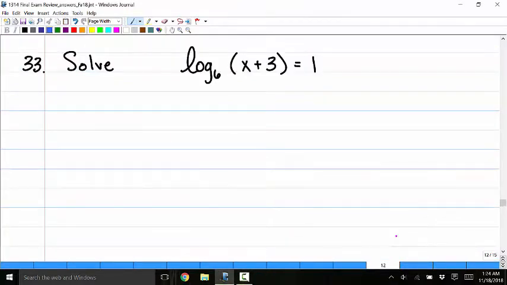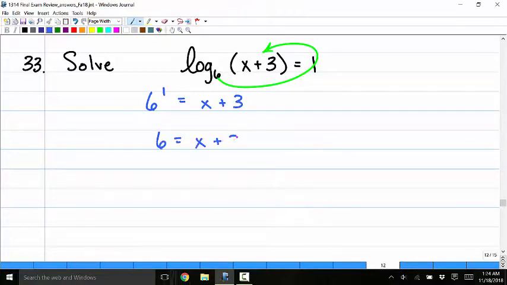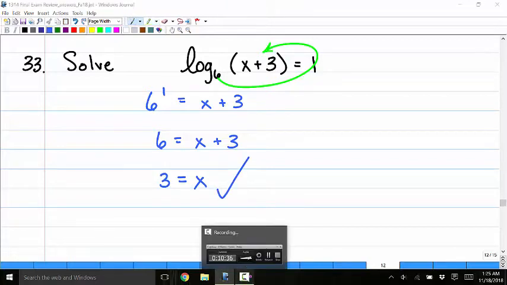Number 33, solve log base 6 of x plus 3 equals 1. I'm going to convert this to an exponential. So I get 6 to the 1 is equal to x plus 3. So if 6 is equal to x plus 3, I need to subtract 3 from both sides. 3 is equal to x. If I plug 3 in for x, I will get the log of 6. Can I take the log of a positive number? And the answer is yes. So that solution works.